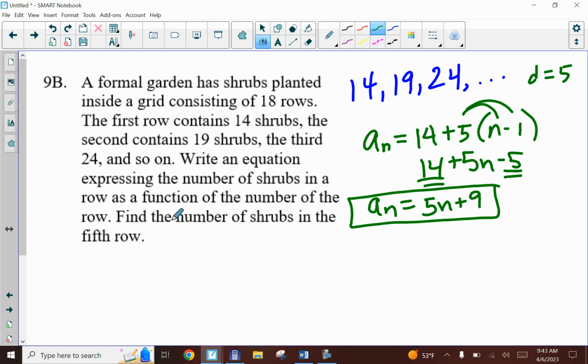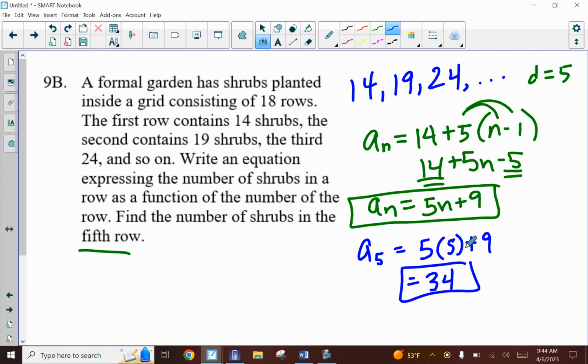So now the question says find the number of shrubs in the 5th row. So that means that we just have to plug in 5. So in the 5th row, we're going to have 5 times 5 plus 9. So that's 25 plus 9. That's going to end up being, what's that, 25 plus 9 is 34. So there would be 34 plants in the 5th row.